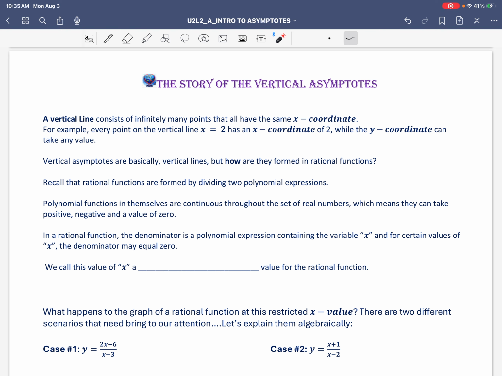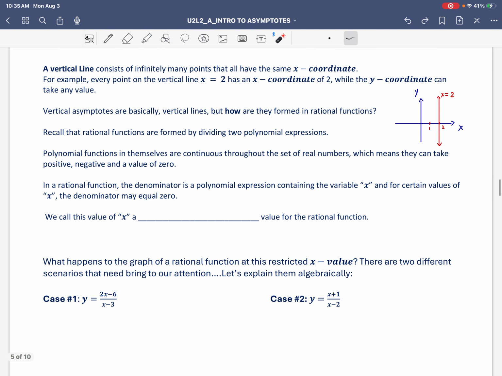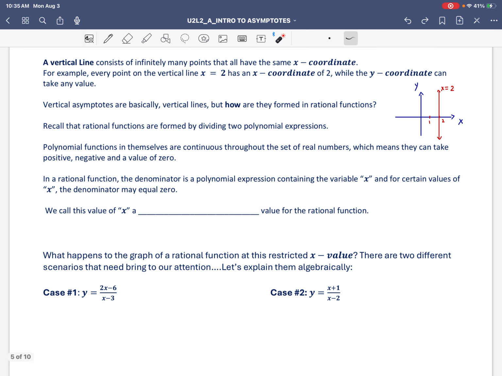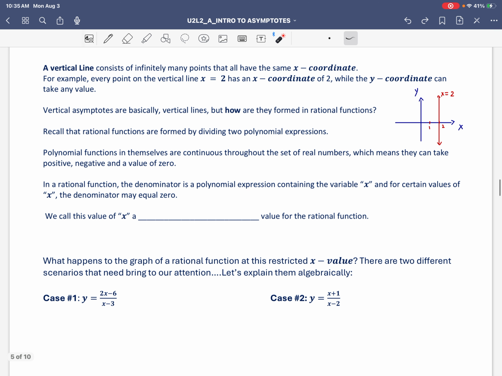Recall that a vertical line consists of infinitely many points that all have the same x-coordinate. For example, every point on the vertical line x equals 2 has an x-coordinate of 2, while the y-coordinate can take any real value. A vertical asymptote is also a vertical line, but how is it formed in a rational function? Well, recall that a rational function is formed by dividing two polynomial expressions.